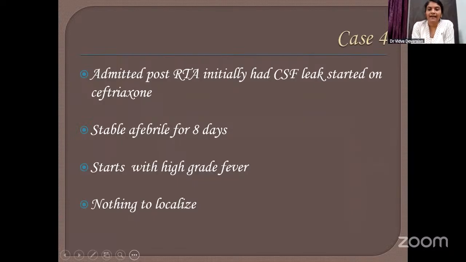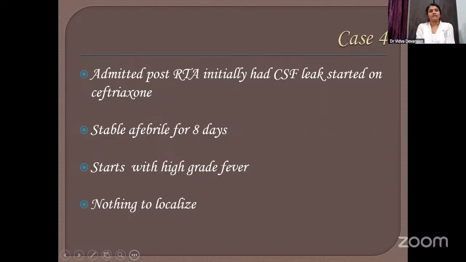So we have our next case. That case gives you a very clear message that not every fever is infection, and what the non-infectious causes for fever are in a patient who's hospitalized or is in the ICU.